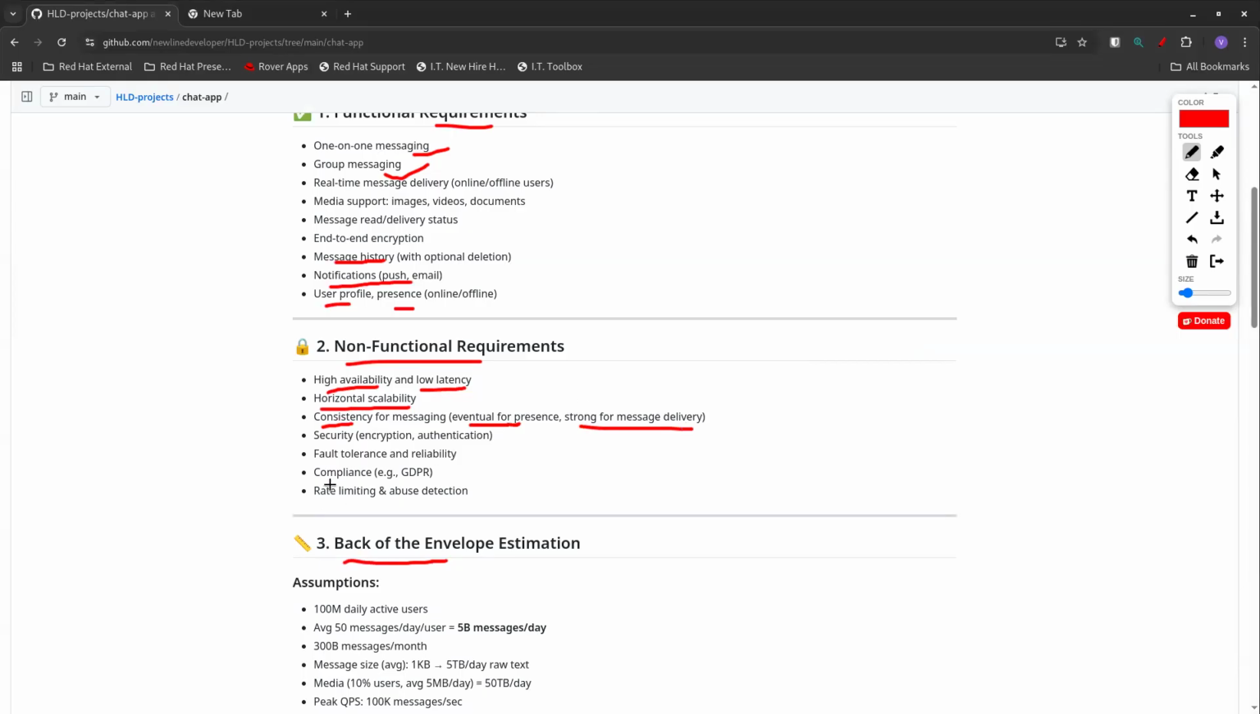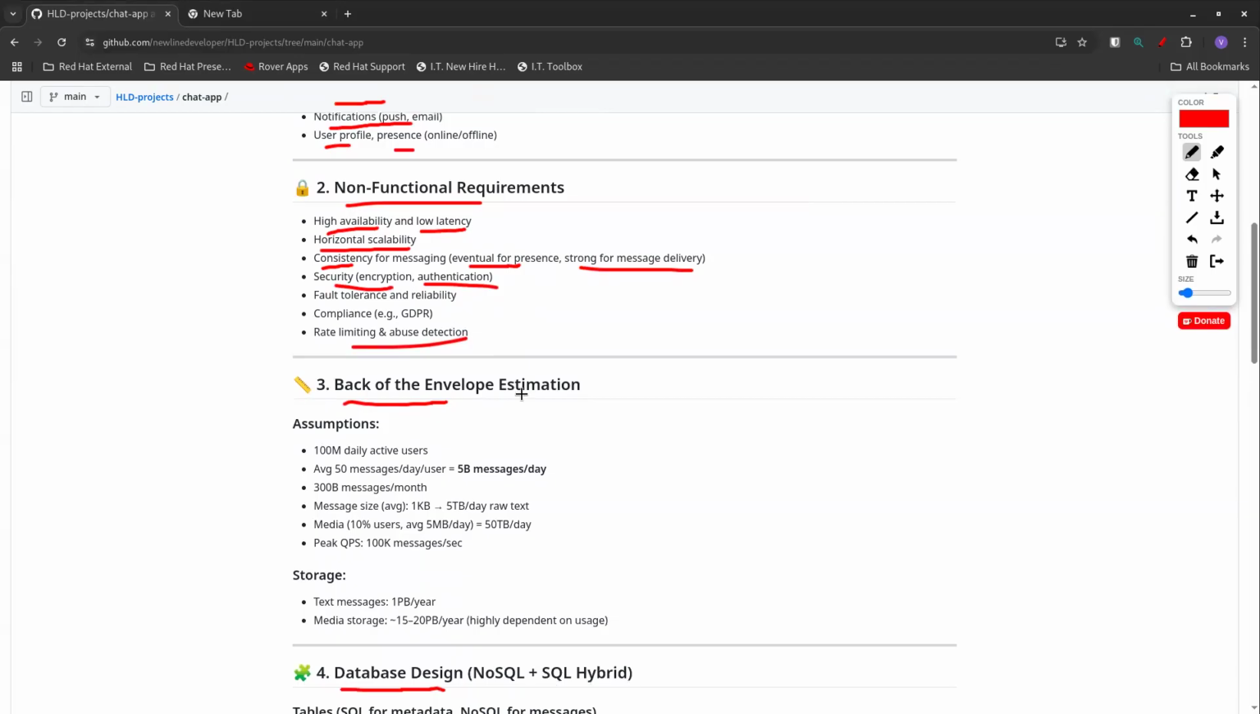And security wise, we need a highly encrypted and authenticated system. We need fault tolerance and reliability, and compliance. We should follow GDPR for storing user data. And then rate limiting, abuse detection and prevention, and fraud detection and prevention, we need that also. So these are the non-functional requirements we should keep.